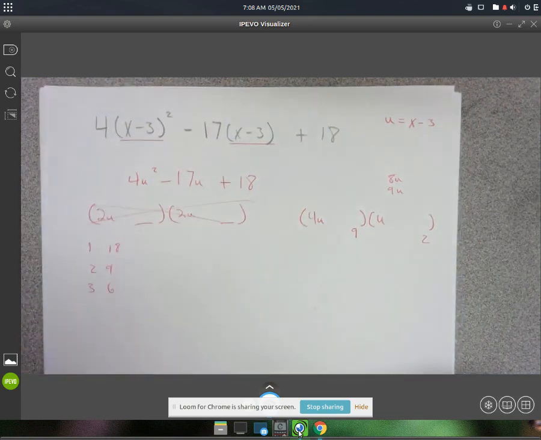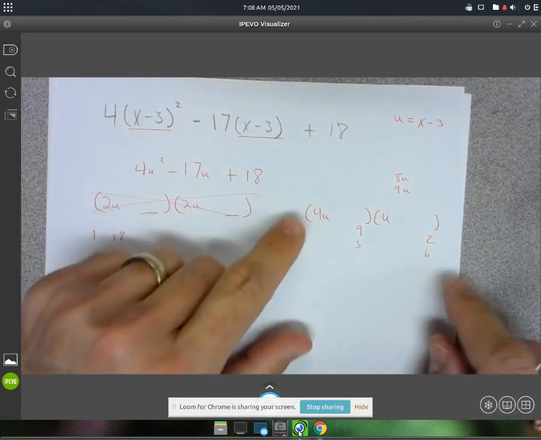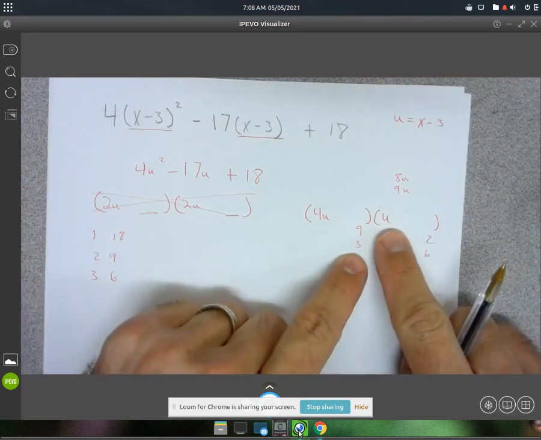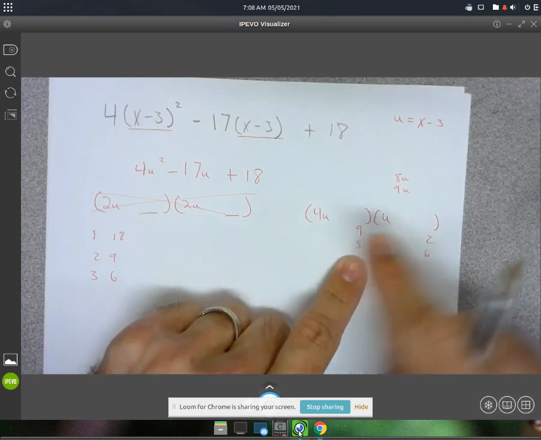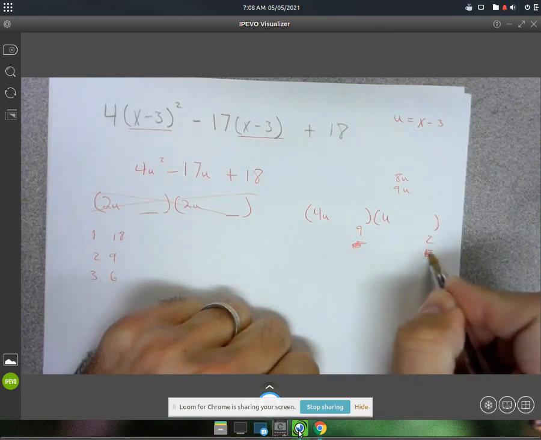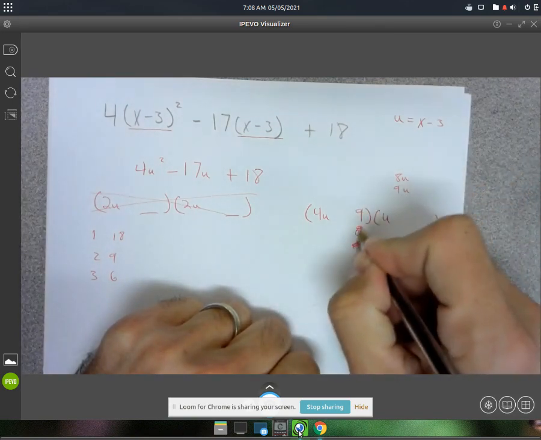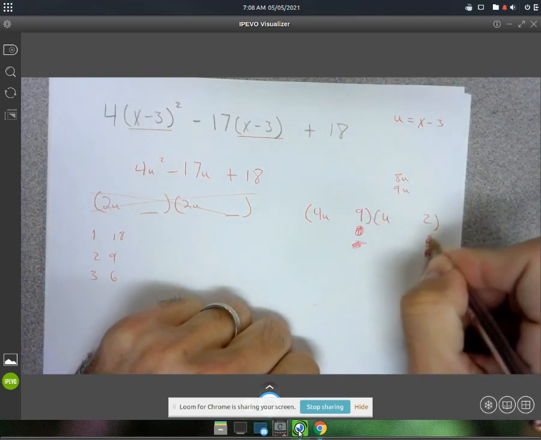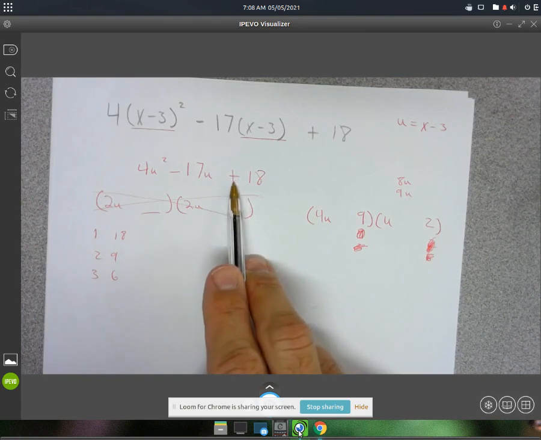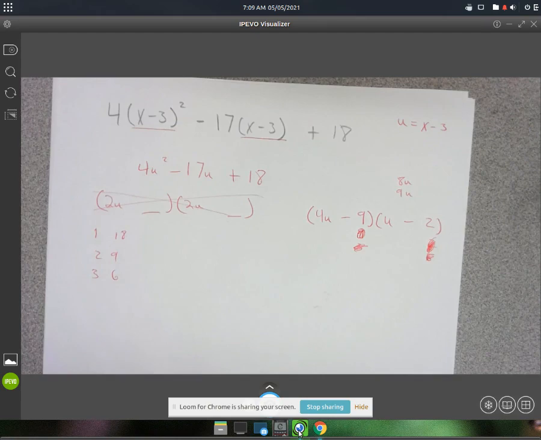All right, if I had tried the 3 and the 6, you'll see here I would get a 24 and a 3, and 24 and 3 does not make 17. So 9 and 2, that's the option that actually works out for me. So I get a 9 here and a 2 there. The signs aren't too bad. It's going to be the same signs, and they are both negative. So minus and minus.